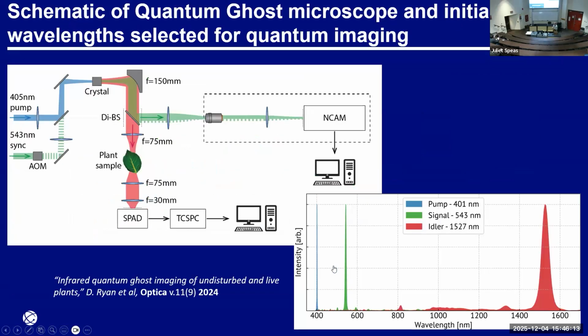So this is what a schematic of our ghost imaging system looks like. We take a laser at 405 nanometers. We use a periodically poled nonlinear crystal to take that 405 nanometer light and create signal and idler photon pairs at basically 540 nanometers for the signal and 1.5 microns for the idler.